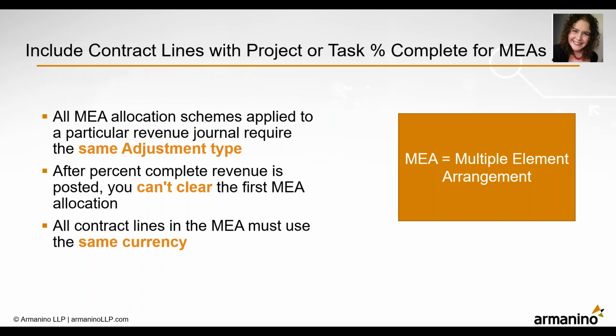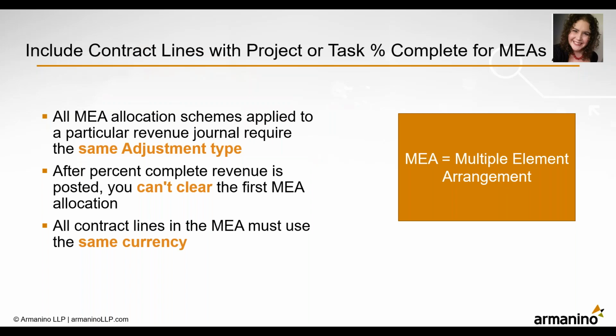So this update allows you to include contract lines with project or task percentage complete for multiple element arrangements. Under 606, when you've got a multi-element arrangement where you've got multiple deliverables under the contract that perhaps have different delivery or different revenue recognition schedules, or most likely both. And when you have these contract lines with a fixed fee project that is recognized based on project or task percentage complete, take heart.